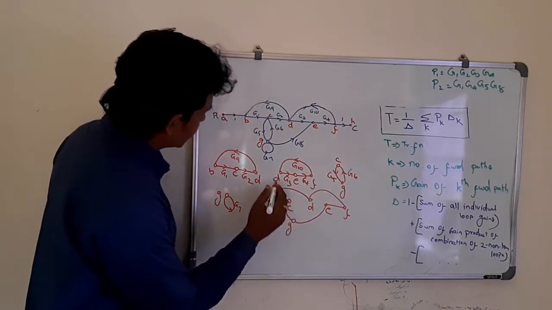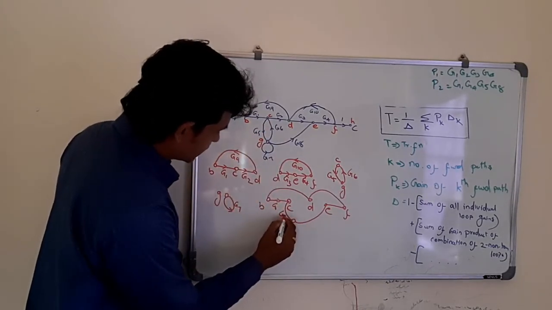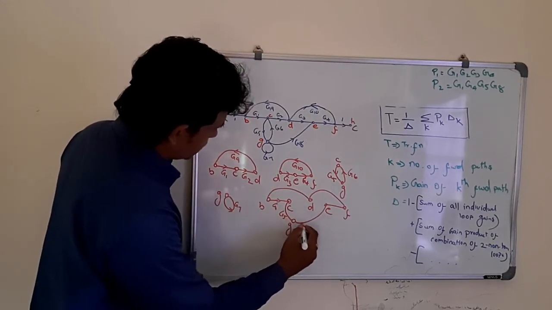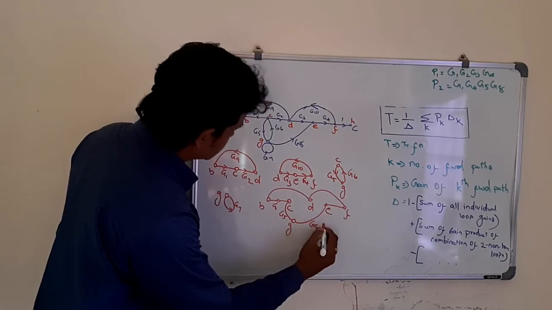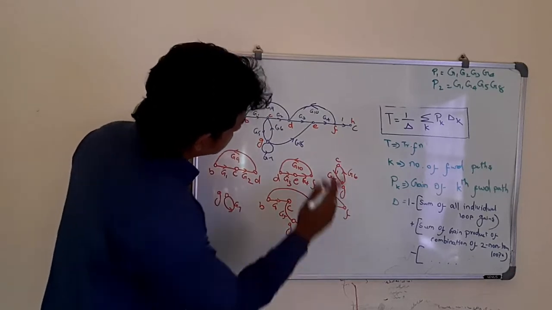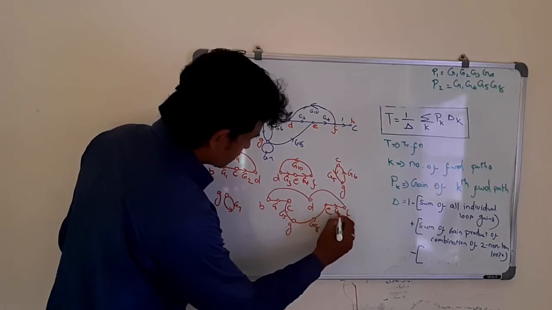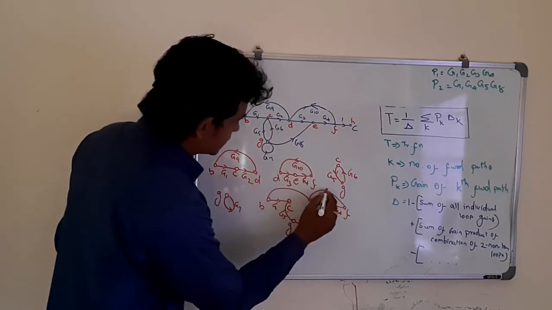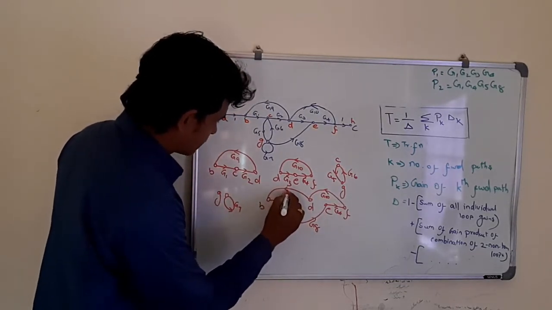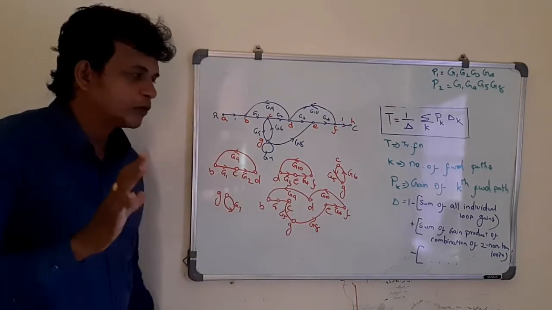So here the gain is G1, then here it is G5, and here it is G8, then E to F it is G4, then F to D it is G10, from D to B it is G9. So here we have 5 individual loops.